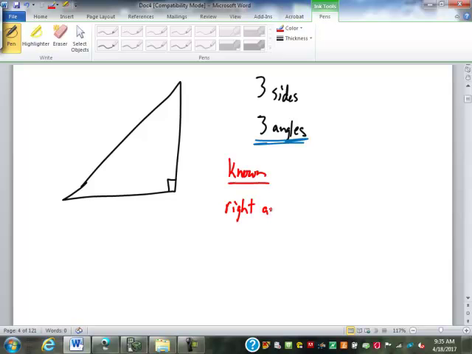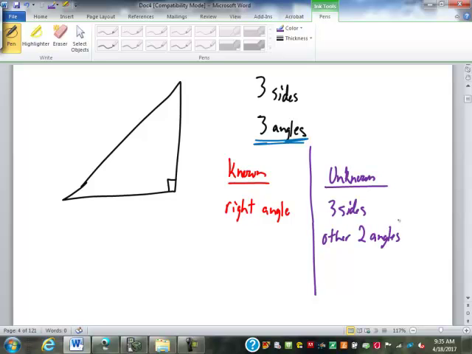what's known is we have the right angle. What is unknown is the 3 sides and the other 2 angles. Of these 5 unknowns, if I am given 2 of them, as long as both of them are not the other angles, I can find the other 2.